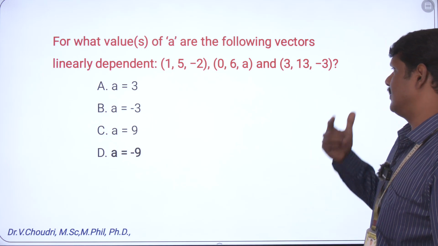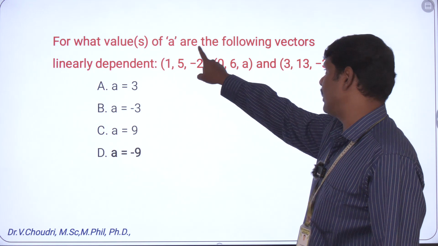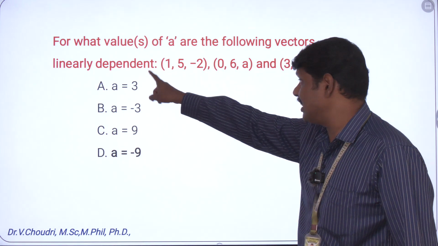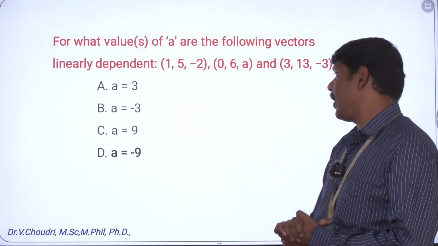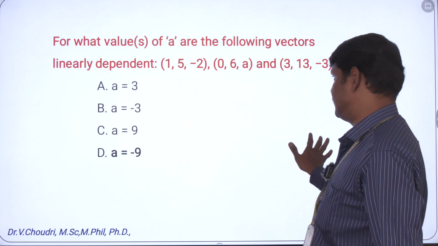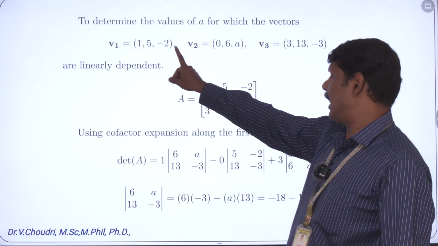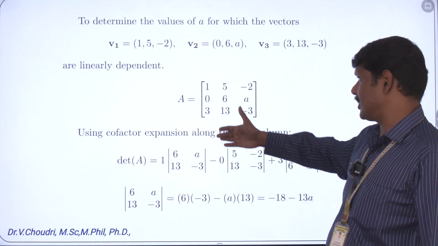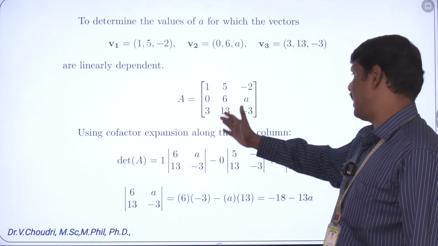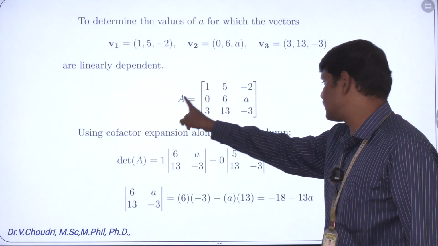I already gave you the answers. For what values of A are the following vectors linearly dependent? The answer is A equal to -9. How do you prove this answer? We can guess this answer. As usual, I am taking the vectors v1, v2, v3. This is the matrix form of the vectors. Then I find the determinant value of A.